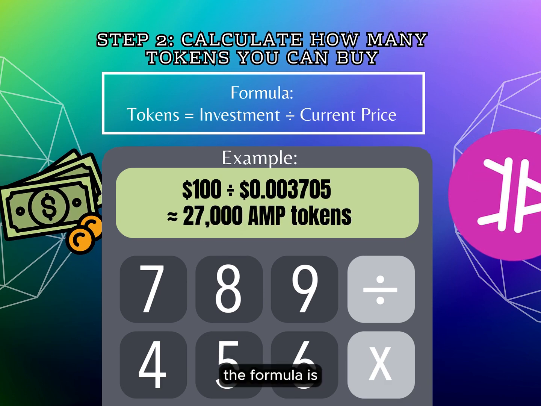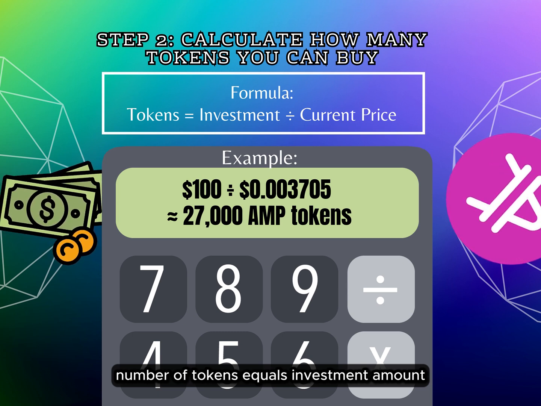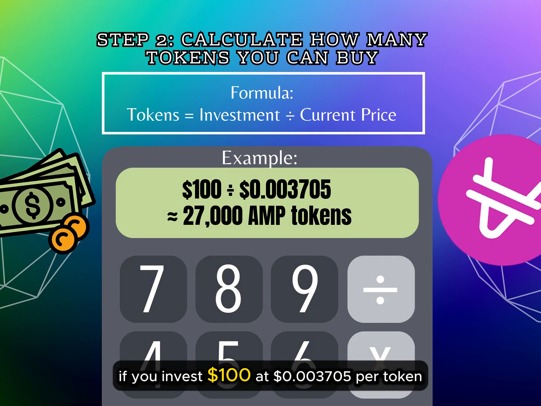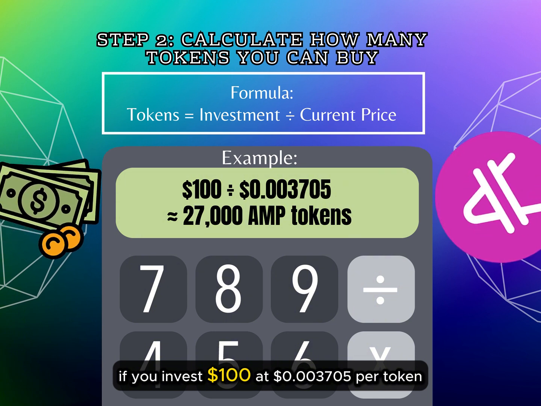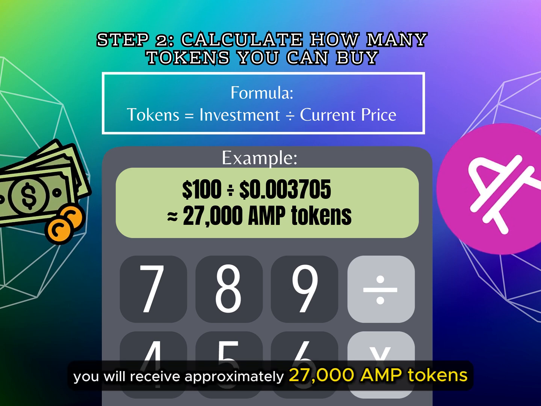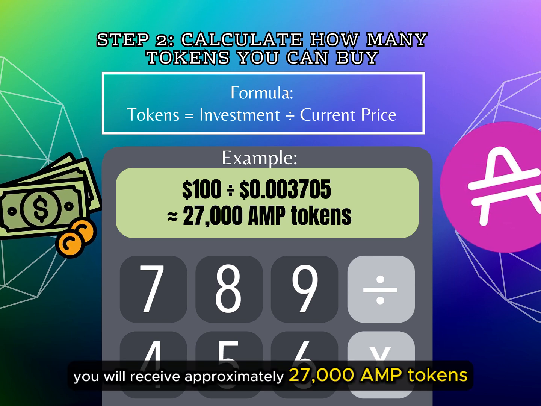Step 2. Calculate how many tokens you can purchase. The formula is number of tokens equals investment amount divided by current price. If you invest $100 at $0.003705 per token, you will receive approximately 27,000 AMP tokens.